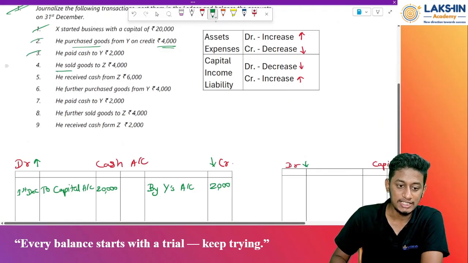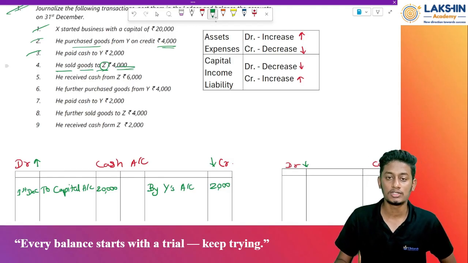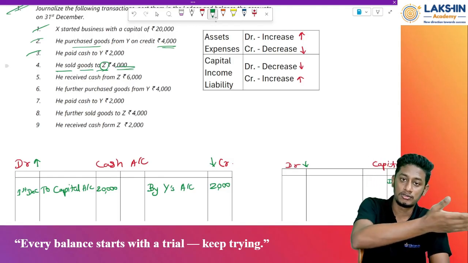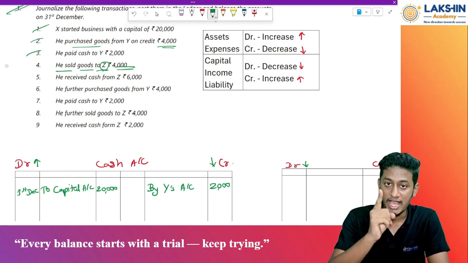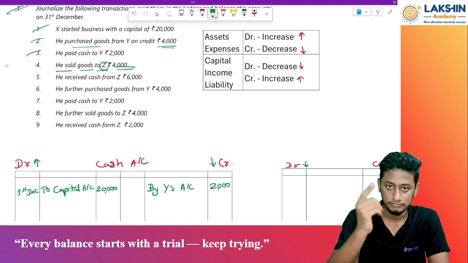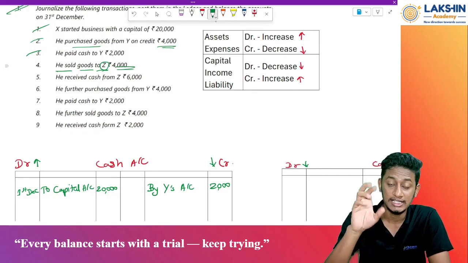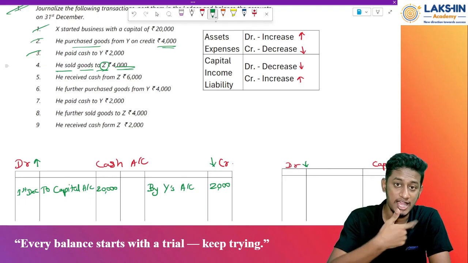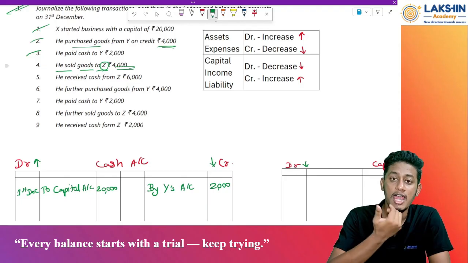Okay. He sold goods to Z, for rupees 4,000. Now I am selling some goods, so to whom? To Z. Have they given anything about cash payment or bank payment? Is anything about cash or bank mentioned? No, sir. So, what does it mean? It is implied that I have sold him the goods on a credit basis.